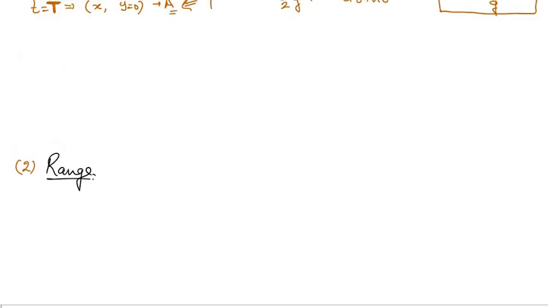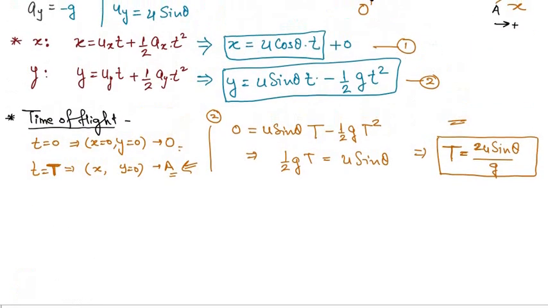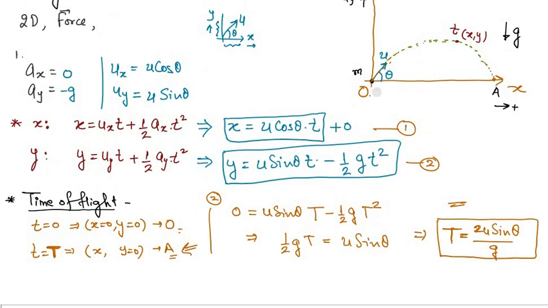Let me introduce the second definition, or second type of formula, that is, what is the range of the particle. So range is defined in this problem. Let me go back to the picture. In this problem, range is defined as the radial distance from O to A. So it is the distance in x direction that is traveled from O to A. So from O to A, the distance that is traveled in x direction is the range.